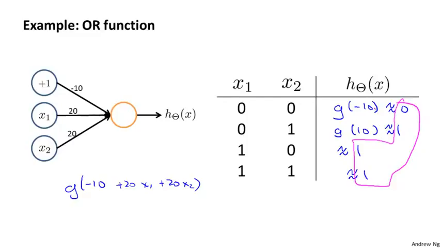So hopefully with this, you now understand how single neurons in a neural network can be used to compute logical functions like AND and OR and so on. In the next video, we'll continue building on these examples and work through a more complex example. I'll show you how a neural network with multiple layers of units can be used to compute more complex functions like the XOR function or the XNOR function.